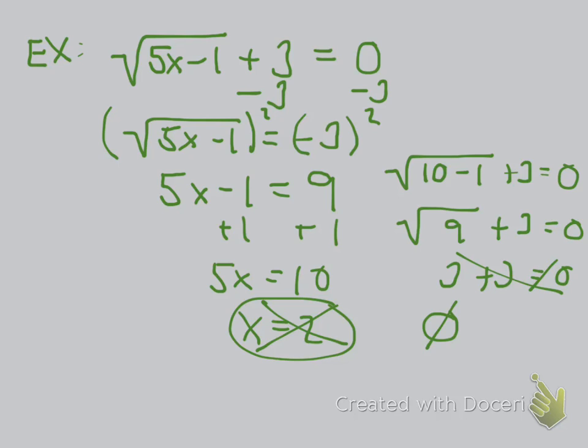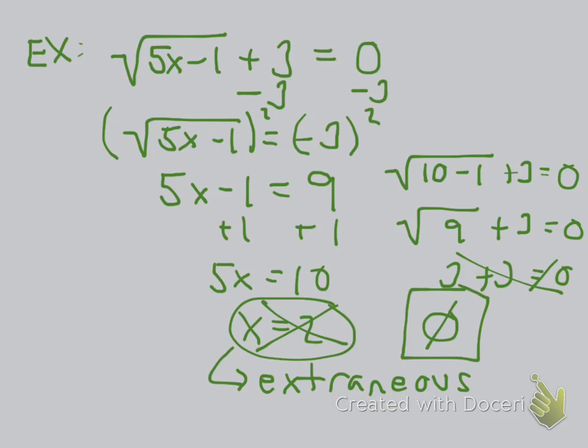So sometimes this situation will arise, and when this happens, we say that x equals 2 is an extraneous solution. It's a solution we got from an equation after we squared both sides, but it's clearly not a solution to the original equation, so it's called extraneous. So again, the only solution we have, actually we have no solution, is that there is no solution to this problem.